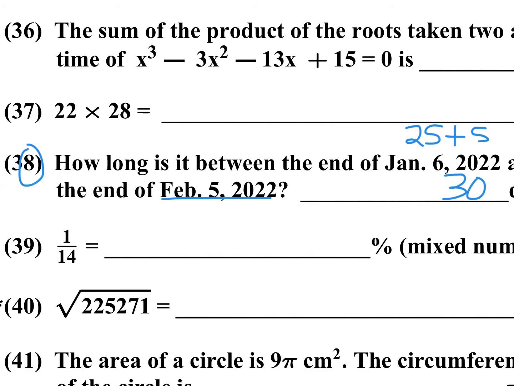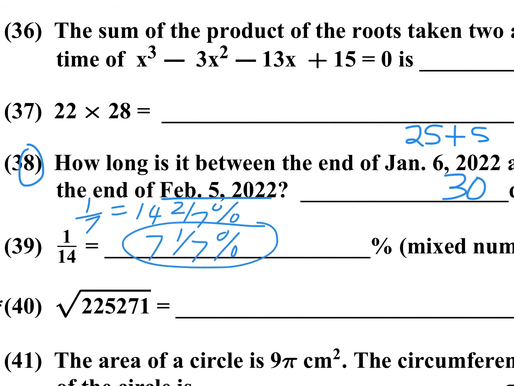Okay. Number 39. What is 1/14 as a percent as a mixed number? Well, if you know 1/7 is 14 and 2/7%, and maybe you should memorize that, 1/14 would be half of that. Half of 14 is 7. And half of 2/7 would be 1/7. So it'd be 7 1/7. Otherwise, you wind up dividing 100 divided by 14, and it goes 7 times. And then you have a remainder of 100 minus 98 is 2. 2/14, which is 1/7. So the answer here would be 7 and 1/7 for number 39.